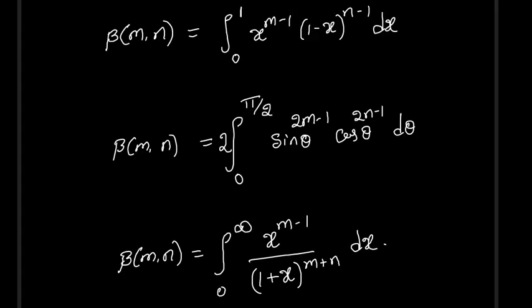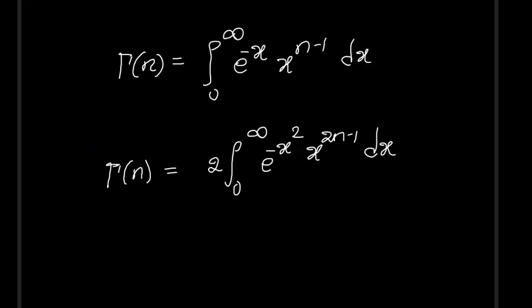And here you can see the three formulas of beta function. One is the basic formula, another one is given in terms of trigonometric functions, and another one is given in terms of an improper integral. So this is the formula we are going to make use of to prove the relation between beta and gamma. And also let us look at the formulas of gamma function. This is the basic formula of gamma function, and if we replace this x with x squared, the formula would be this. So I'm going to use this formula to prove the relation.